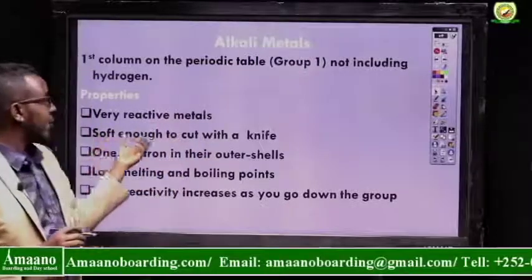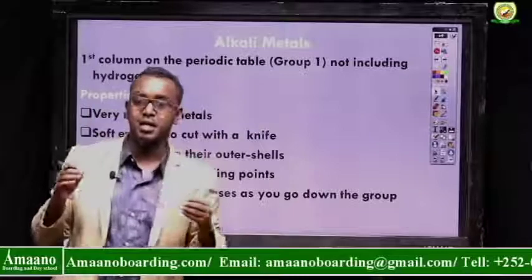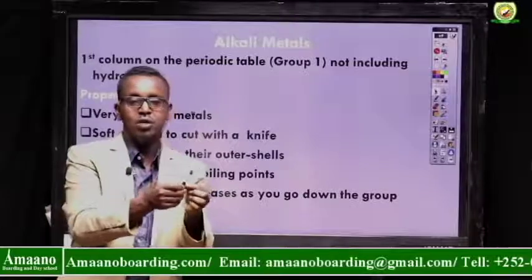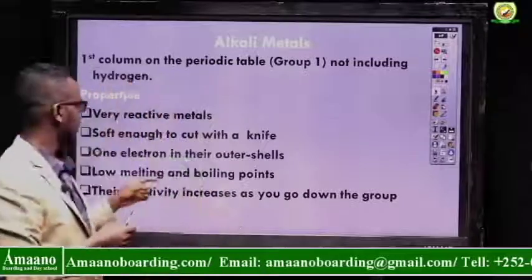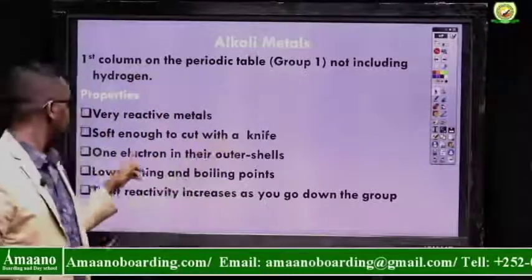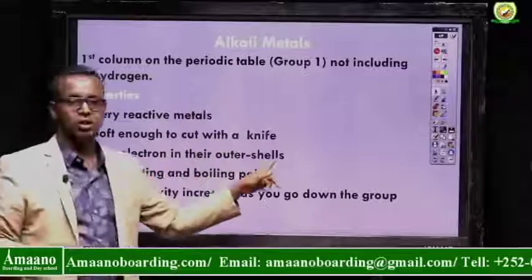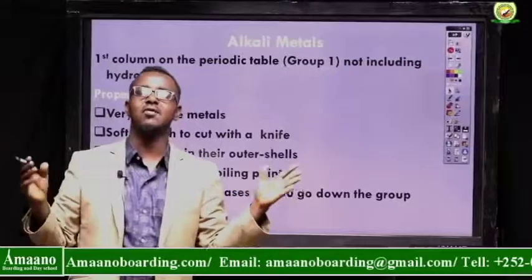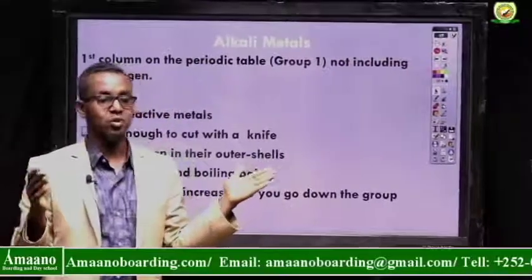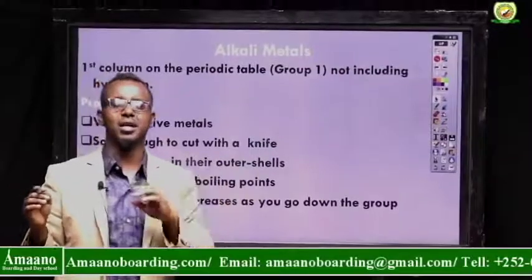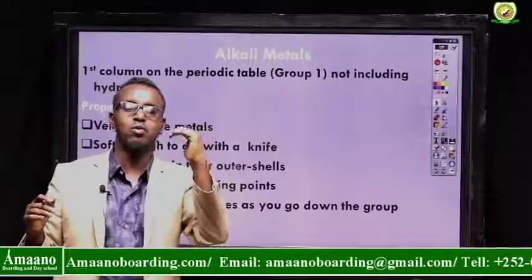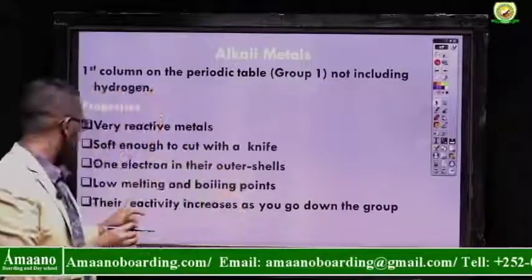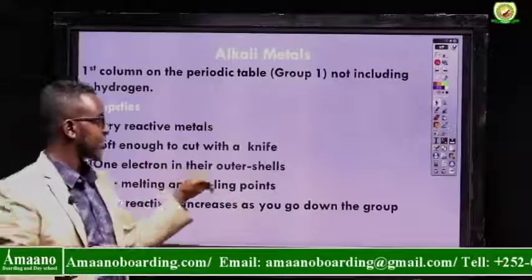They are soft enough that you can cut them with a knife. The metal itself, which belongs to group 1, you can cut with a knife. You can cut it using your hands. So they are soft enough. They have 1 electron in their outer shells because they are group 1. Low melting point and boiling point. Generally, they have a low melting point and boiling point. Their melting points are not the same, but they are similar. Generally, they have a low melting point and boiling point compared to other metals like group 2, transition metals, and group 3. Their reactivity increases as you go down the group.